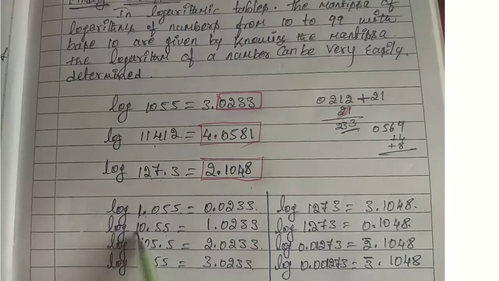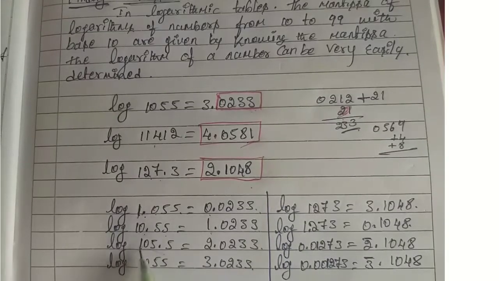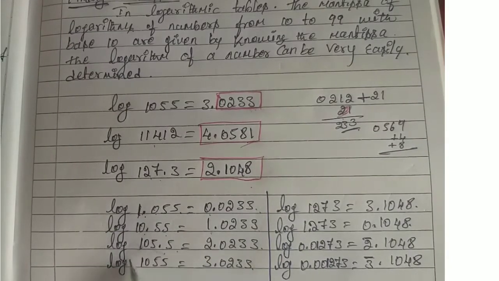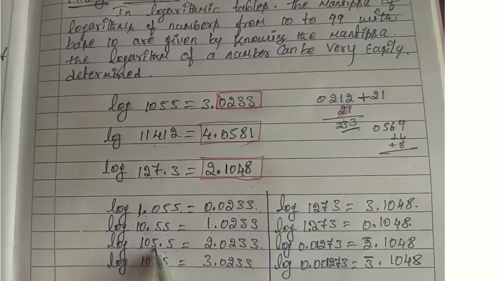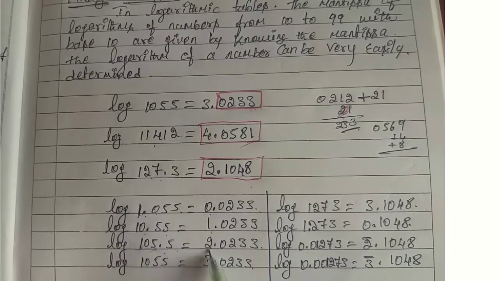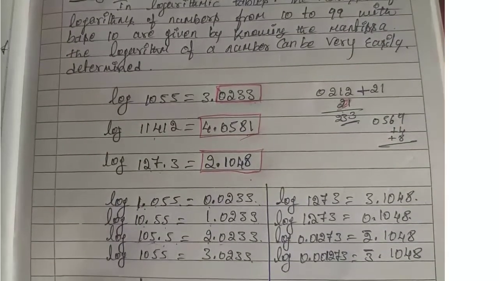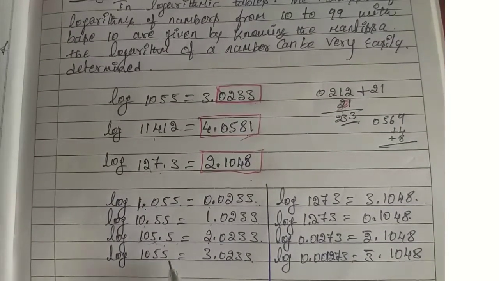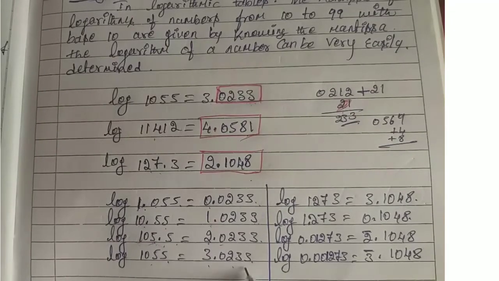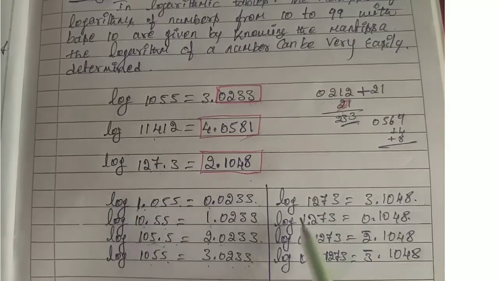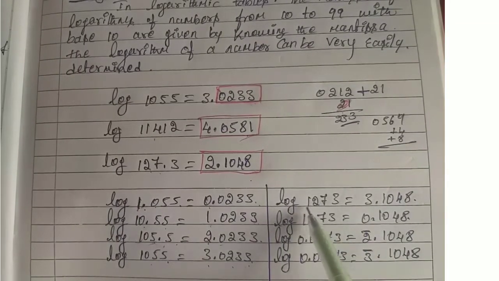The same way 10.55. For this, how many integer digits are there? 2. 2 minus 1, 1. So 1.0233. Clear? No changes. 105.5. How many integer digits? 3. 3 minus 1, 2. So 2.0233. That remains the same. The same way 1055.0, 4 digits are there. 4 minus 1, 3.0233. Clear?